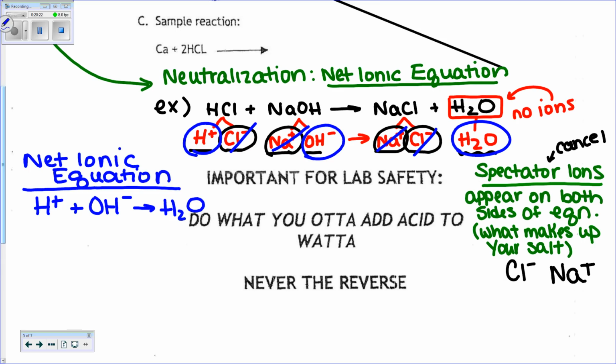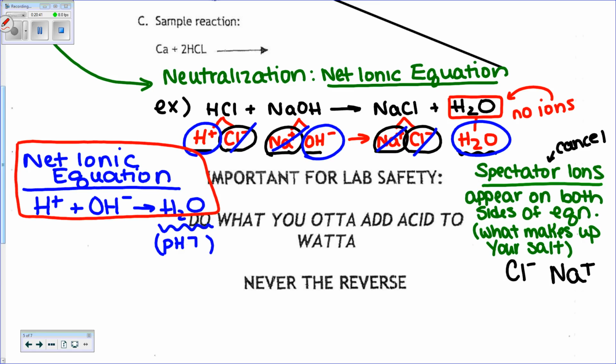That should make sense because water is neutral. It has a pH of 7. So that kind of proves that that's neutralization. So the net ionic equation for neutralization is right here. That will always be it because your salt will always be a spectator ion and cancel out.